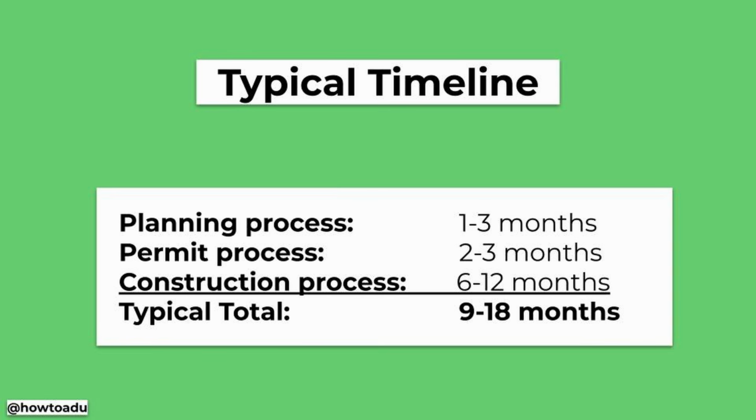Construction, there's not too much to these once you get everything lined up. So we often see projects coming in between 6 and 12 months. And if any of this feels like an overgeneralization, it's because it is, because every one of your projects is different, and they're all going to end up at different ends of these extremes.